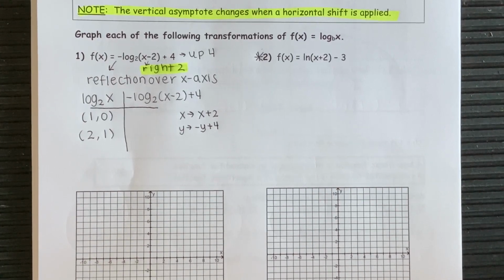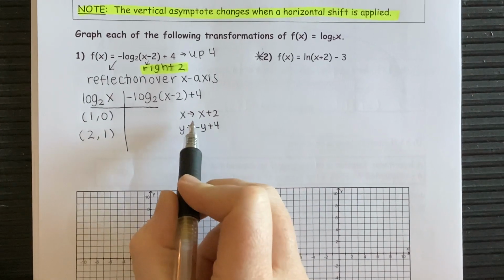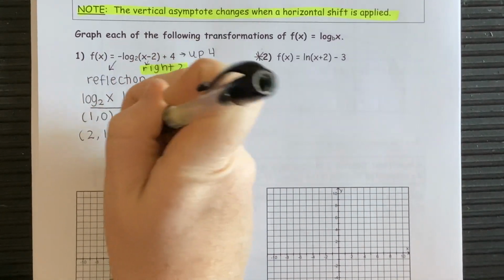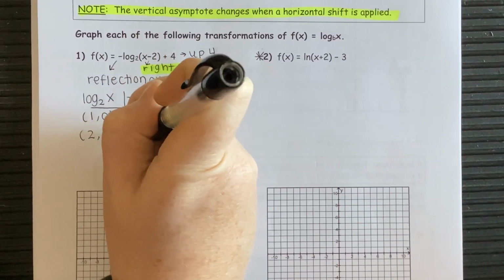Now let's transform those numbers, all right? So let's start with our x values. We're taking our x's and we're adding 2. 1 plus 2, that gives me 3. 2 plus 2, that gives me 4.